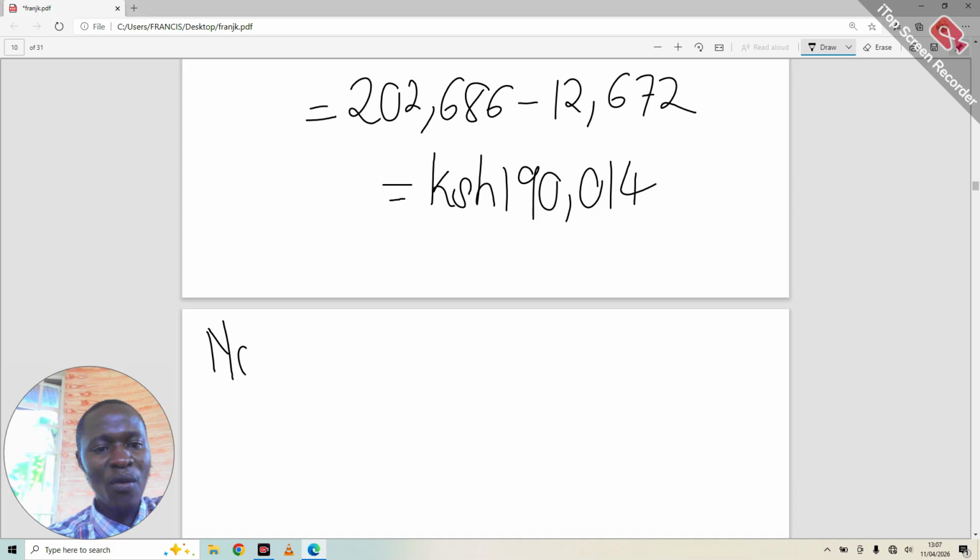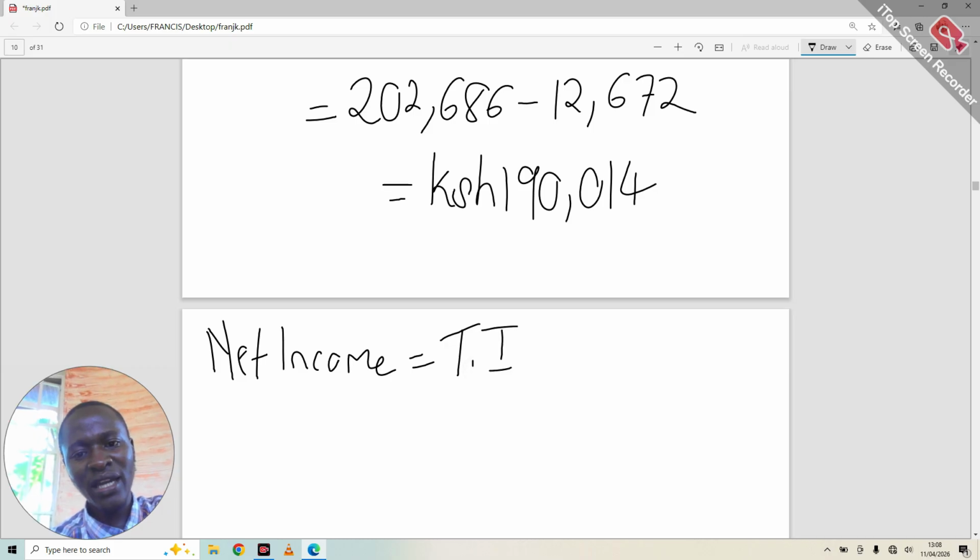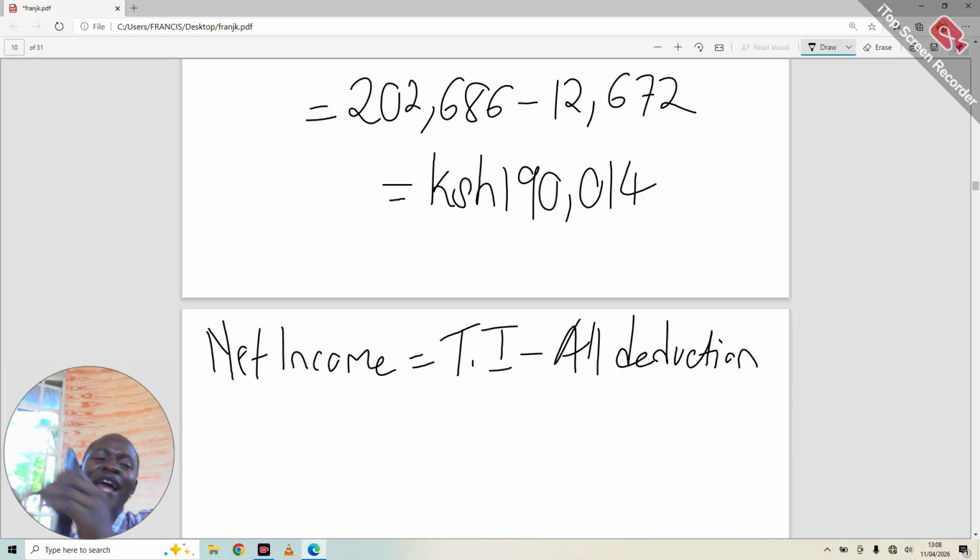So what is our net income? What formula do we use to get net income? That is taxable income minus all deduction. And remember, I told you back that a net tax is part of deduction. And when premium is involved in the particular question, then premium is also considered to be part of deduction.